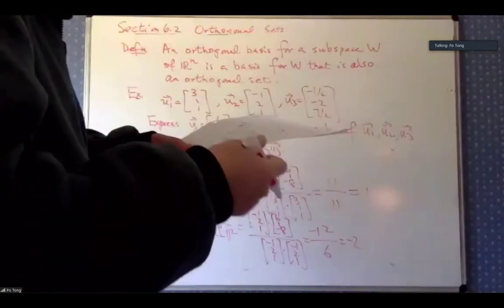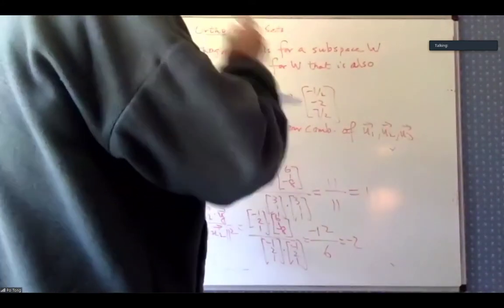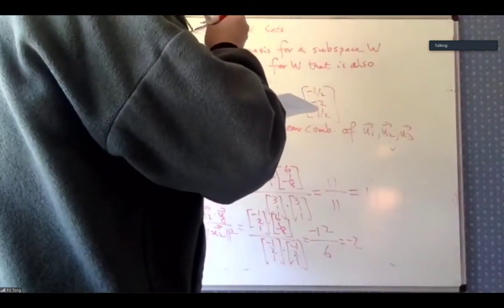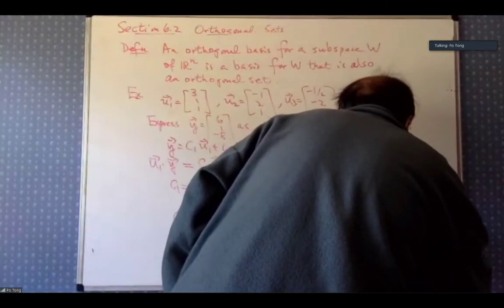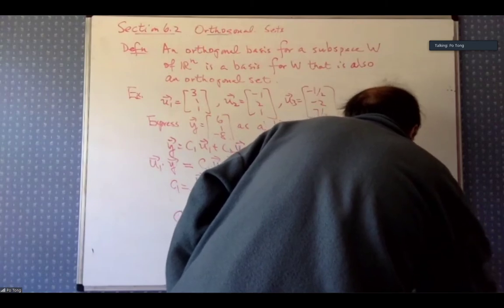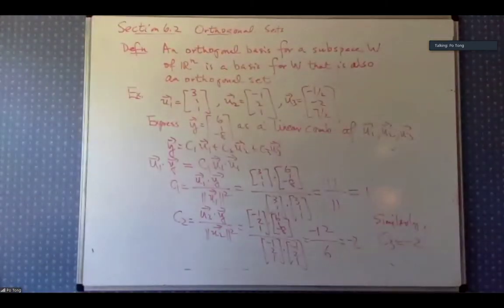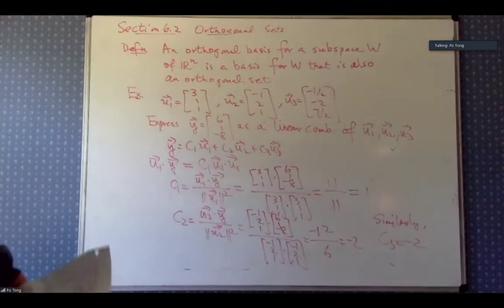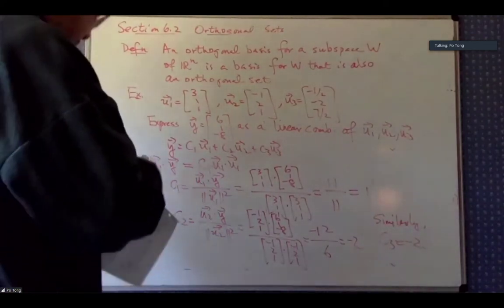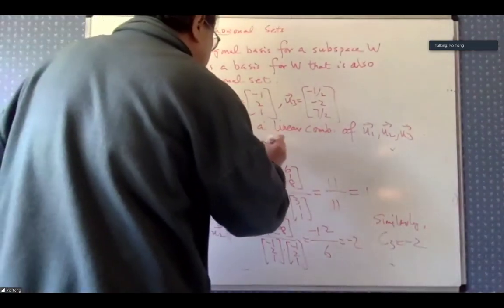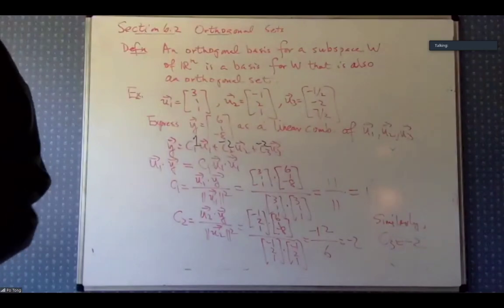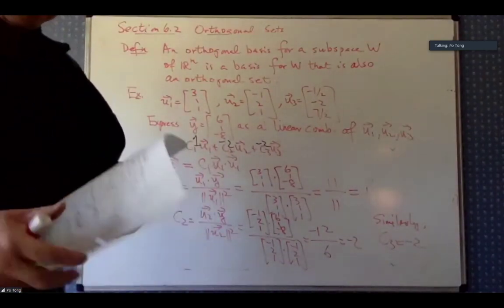C3 is, I think C3 is also minus 2. Okay, similarly, I'm not going to work out C3. So I find out my coefficients. So this one will be 1. This one is 1 here, minus 2, minus 2. That's my answer. Is it okay? Yes.